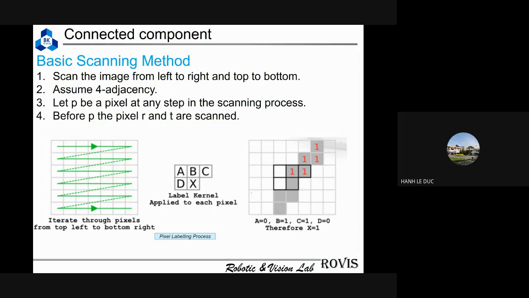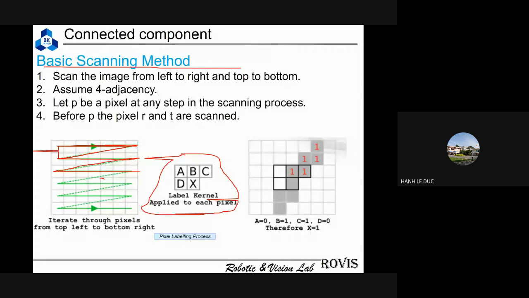Okay, so to find it, we use something like raster scanning. What is it? Just go from left to right and up to down like this. We apply the connected component or kernel here. We scan from left to right and up to down, and all the pixels related to the kernel will form one object.